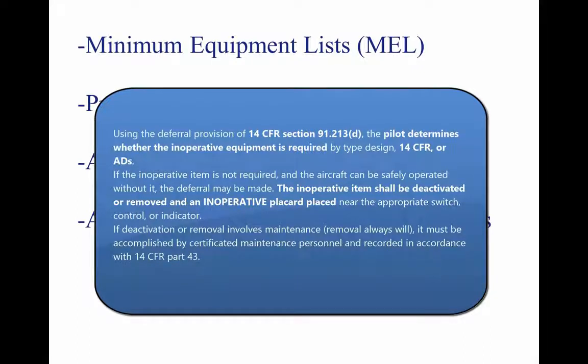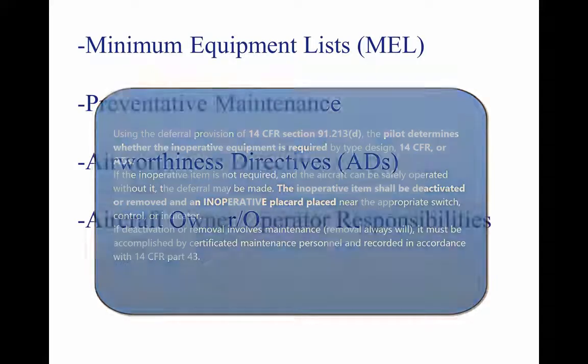If the inoperative item is not required, and the aircraft can safely be operated without it, the deferral may be made. The inoperative item shall be deactivated or removed, and an inoperative placard placed near the appropriate switch, control, or indicator. If deactivation or removal involves maintenance, removal always will, it must be accomplished by certificated maintenance personnel and recorded in accordance with 14 CFR Part 43.